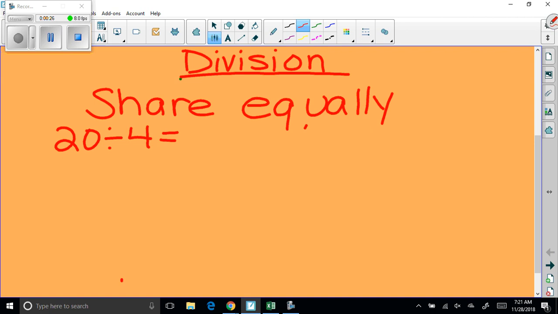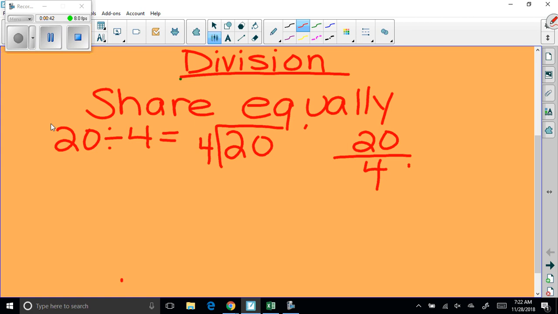There are 3 ways to write a division problem. This is one way represented here. I could write 20 divided by 4, or I could write 20 divided by 4. You notice the last way looks like a fraction. That's because a fraction is just division. It's division of wholes normally, of a whole number by parts.